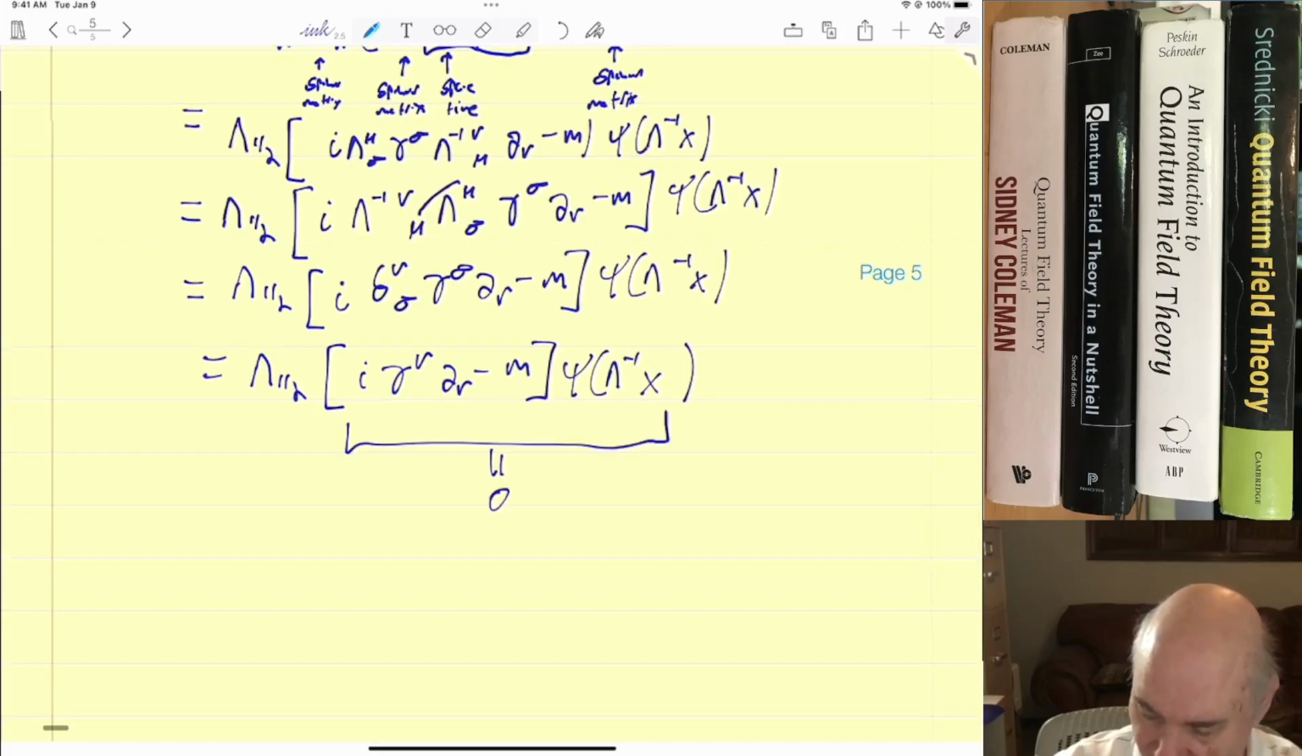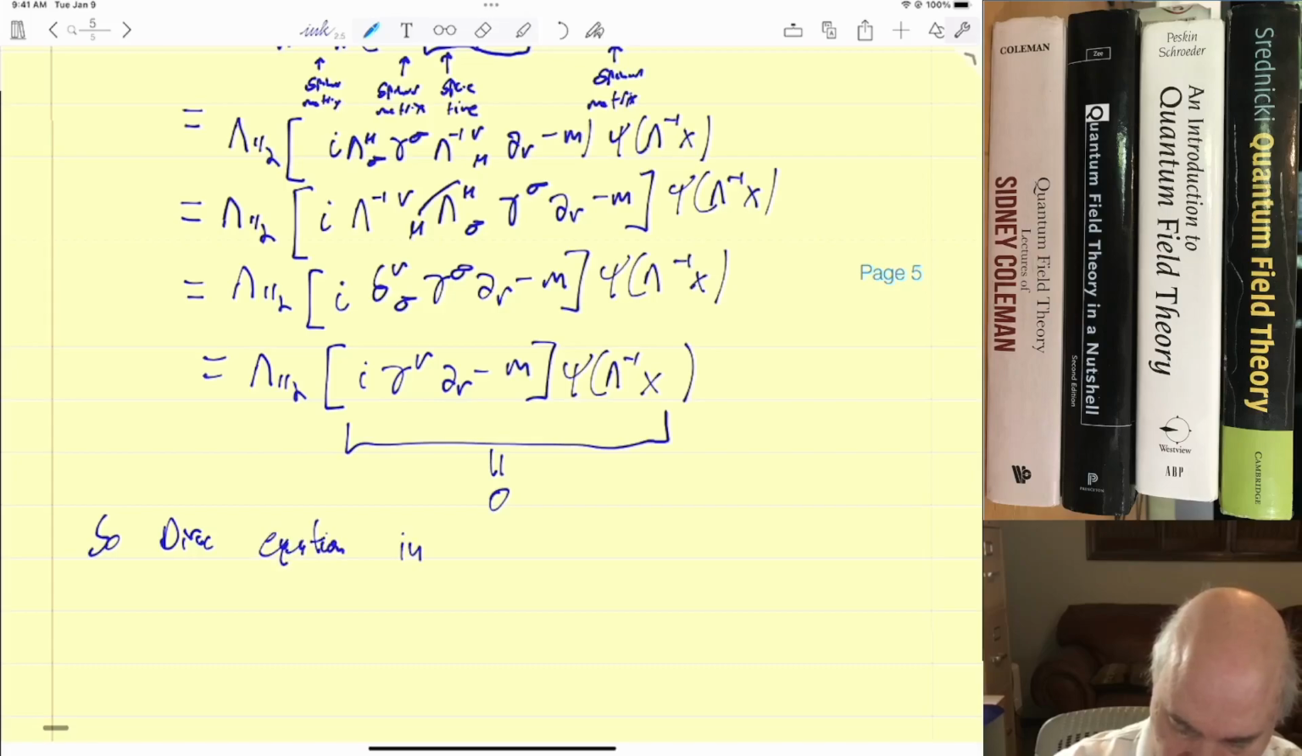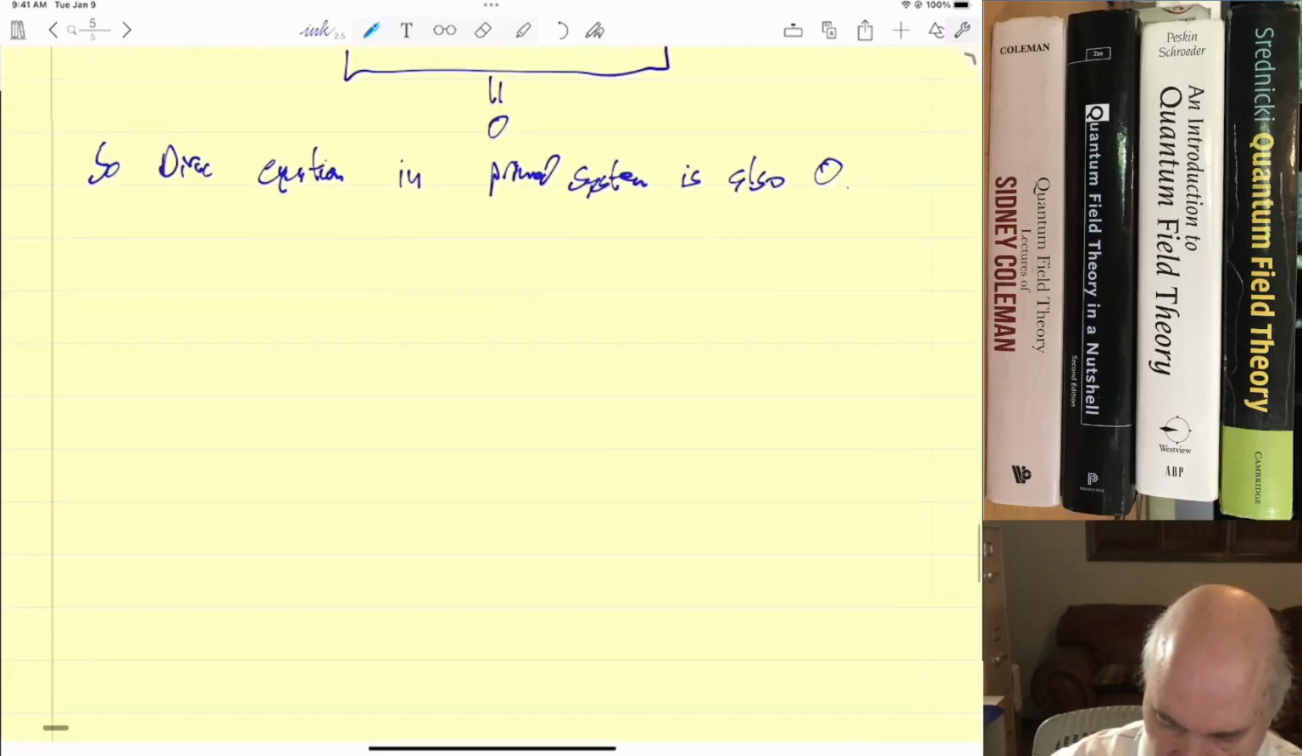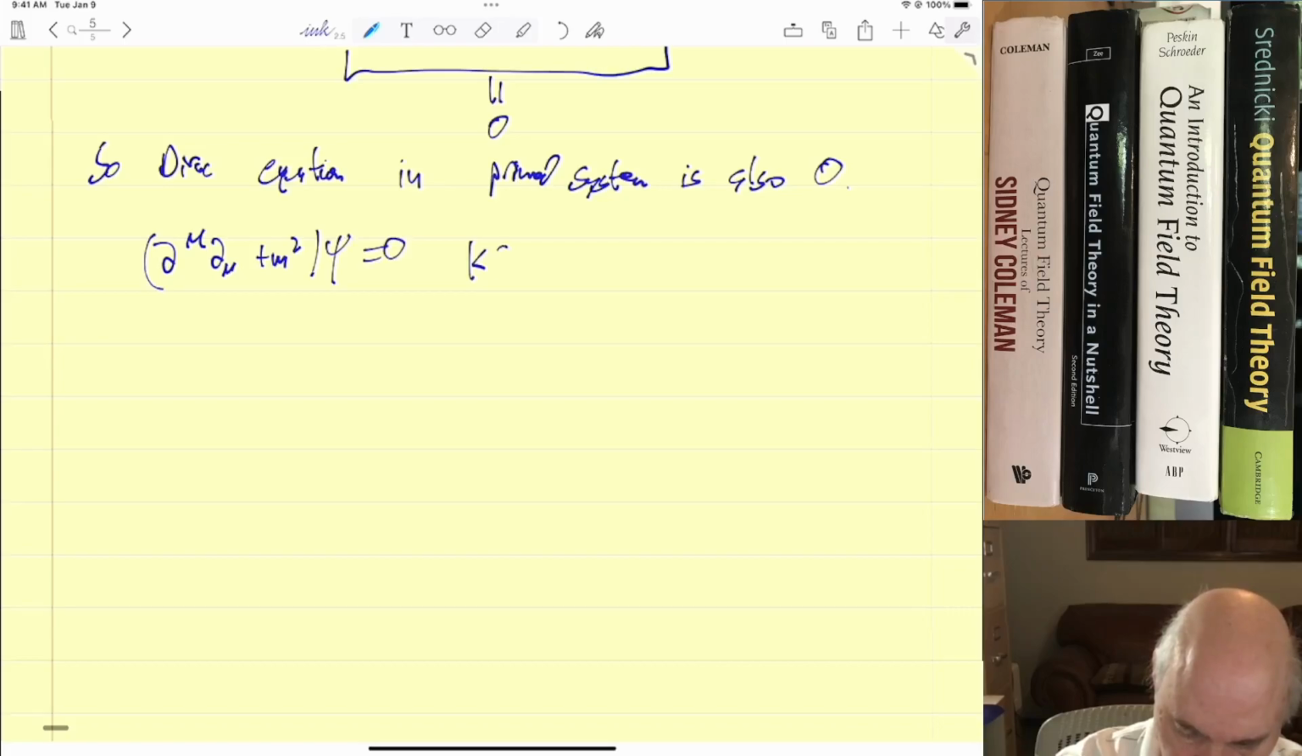I know it's at a different space-time point, but the Dirac equation holds at all space-time points. So we have the Dirac equation in the prime system is also 0. And it's very easy to see that partial mu squared plus m squared psi equals 0. This is the Klein-Gordon equation. So every component of psi satisfies the Klein-Gordon equation.